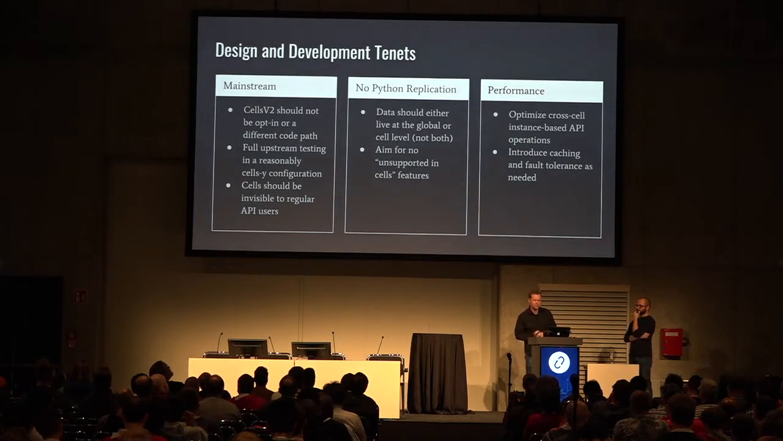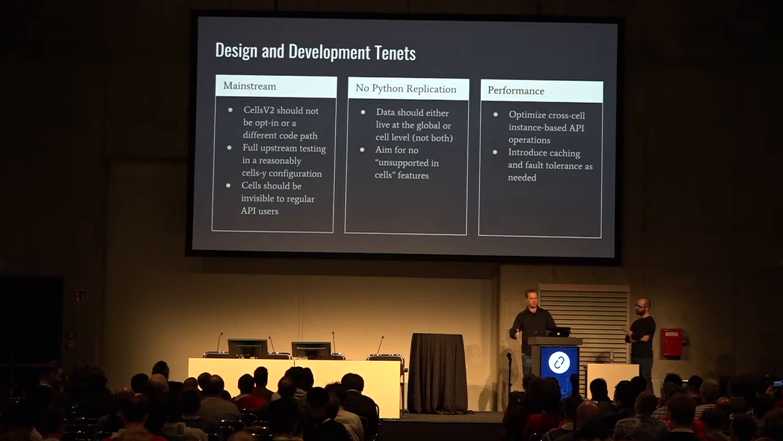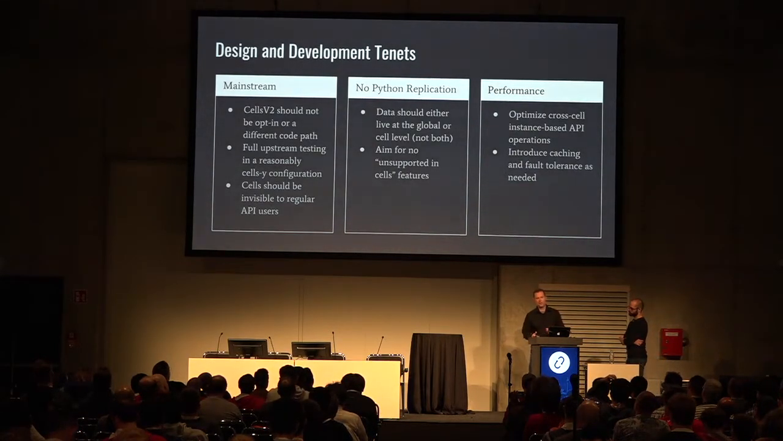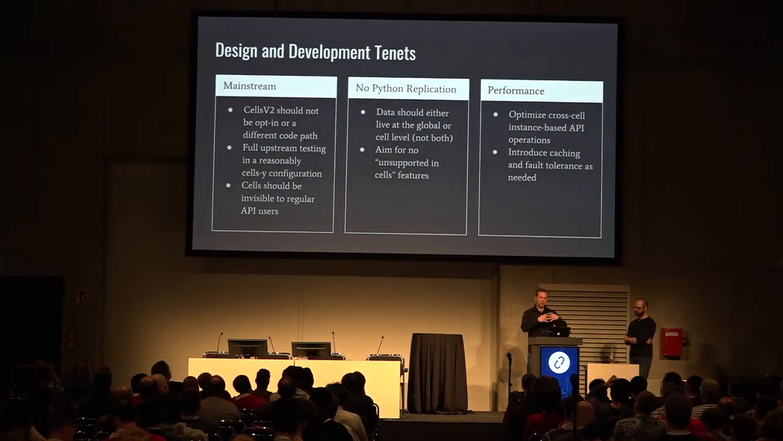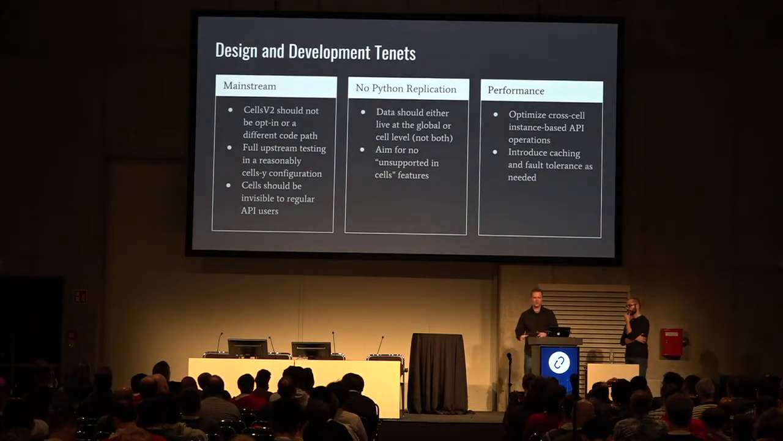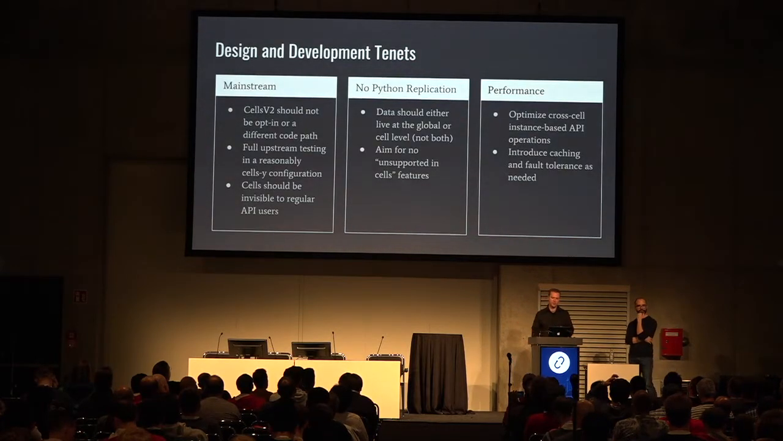So, design and development tenets for V2. Having come from V1, we had some things that we wanted to accomplish with V2. So one, probably the most important one, is that V2 should not be an opt-in different code path. You shouldn't have a Nova deployment that either is cells or isn't cells and runs different code depending. That's the whole point of redoing it, really.